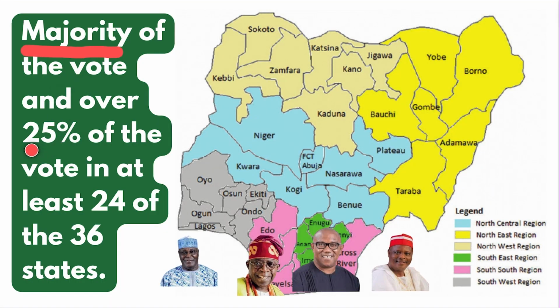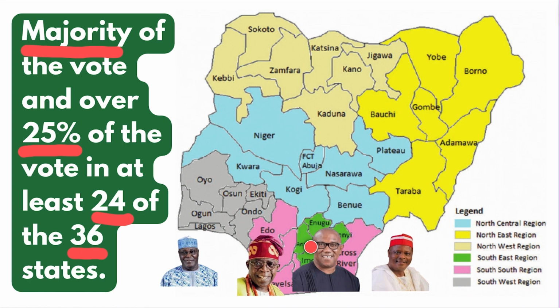It's not only the majority, you also need 25% of the vote in at least 24 out of 36 states. So basically you have all these states in Nigeria, 36 states. So you need to count 24 states whereby you have 25% of the vote there. So 25% of the vote in at least 24 of the 36 states. Peter Obi, does he really have what it takes to do that? To have 25% in at least 24 states of the 36 states.